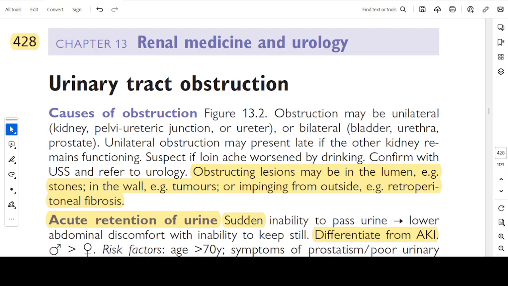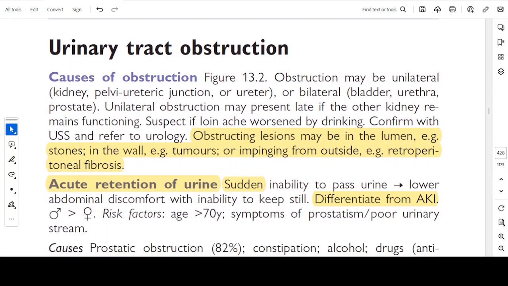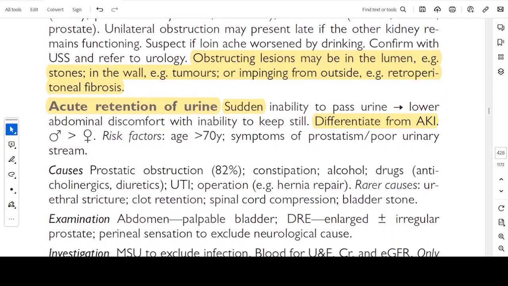Let's start reading. Urinary tract obstruction. Causes of obstruction are given in figure 13.2. Obstruction may be unilateral: kidney, pelvic-ureteric junction or ureter; or bilateral: bladder, urethra and prostate. Unilateral obstruction may present late if the other kidney remains functioning. So suspect it if loin ache is worsened by drinking, confirm with ultrasound and refer to urology. Obstructing lesions may be in the lumen, for example stones, in the wall, for example tumors, or impinging from outside, for example retroperitoneal fibrosis.